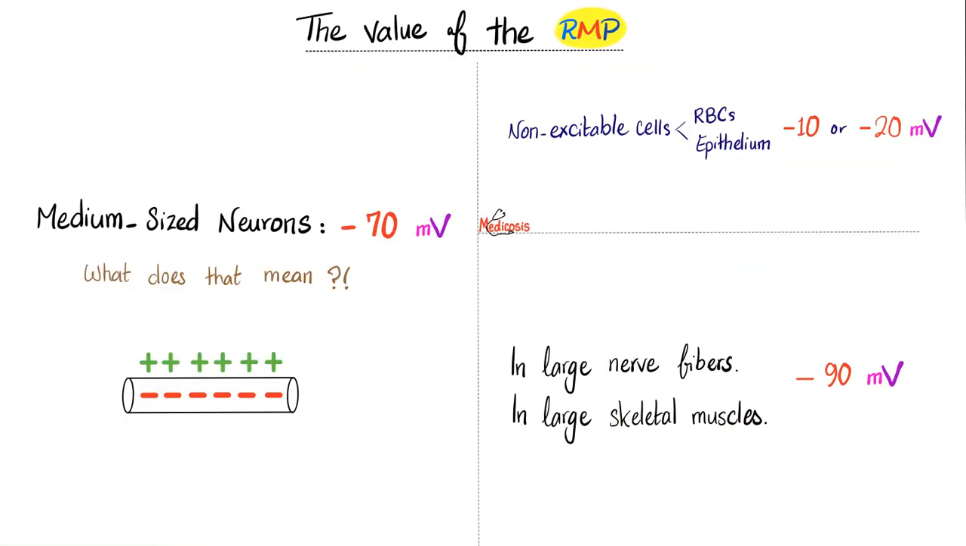What is the value of the resting membrane potential? It's about negative 70 millivolts. For what? What are you talking about here? The medium-sized neurons. Okay, but if your neurons are large and thick, or if you're talking about large skeletal muscle fibers, it's about negative 90. Translation, there is more potassium efflux. What if I'm not excitable, such as a red blood cell or epithelium? Well, if you're not excitable, you're not dishing the potassium out. Therefore, you're just negative 10, negative 20. These are some young kids.